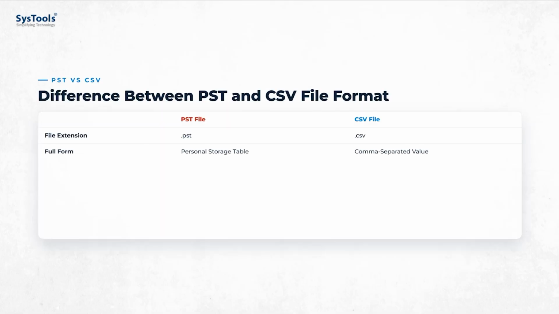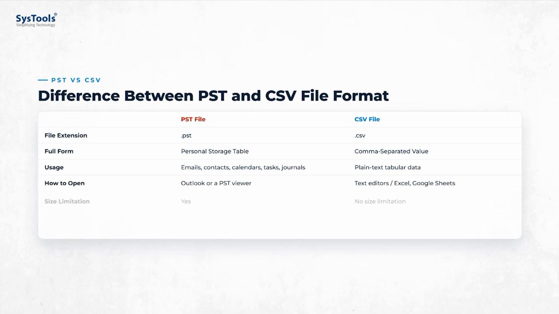PST stands for Personal Storage Table. Outlook's data file for emails, contacts, calendars, tasks, and journals, which needs Outlook or a PST viewer to open. CSV stands for comma-separated value, plain text tabular data you can open in text editors or spreadsheets like Excel and Google Sheets. PST is complex and attachment embedded, while CSV is simple, readable, and has no size limitation.